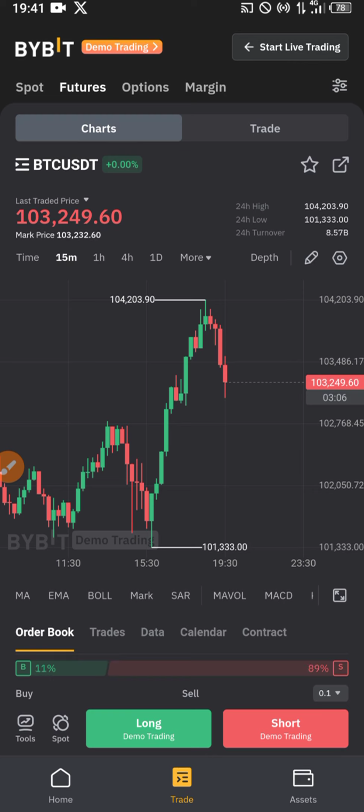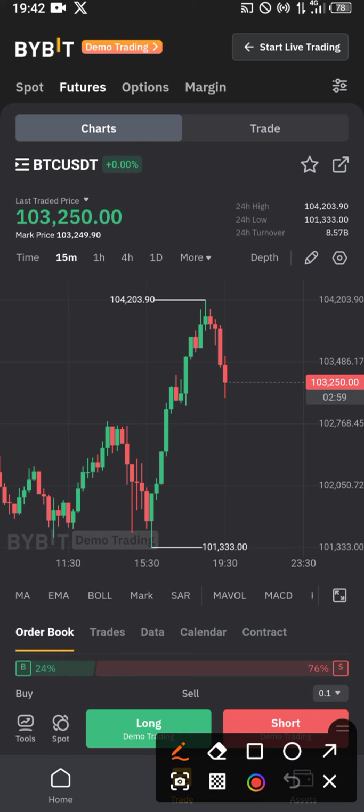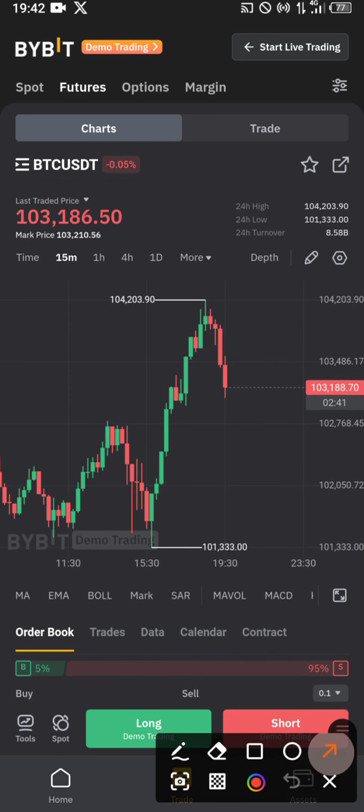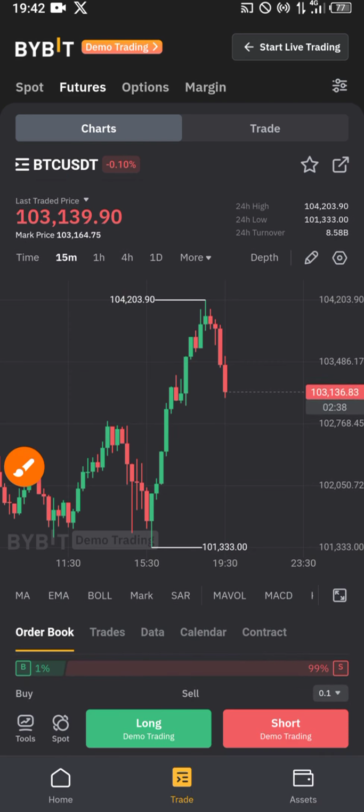But before we rush in, I want you to take note of something. Here we have BTC USDT. That is the trade we want to work with. Any pair you have above there is the pair you want to trade, right? If you want to change it, just click on it right there.